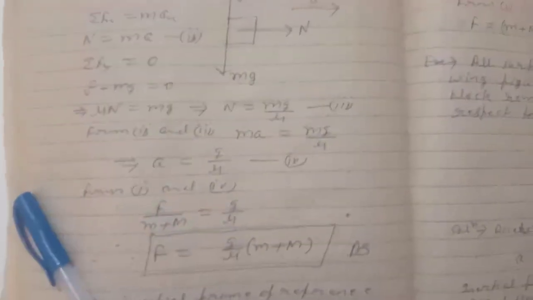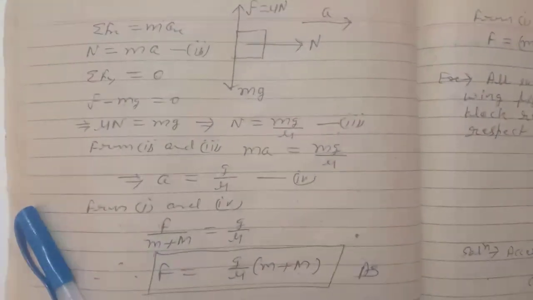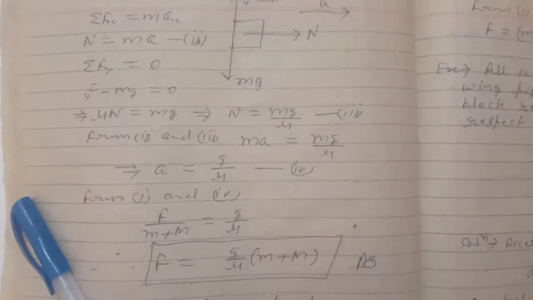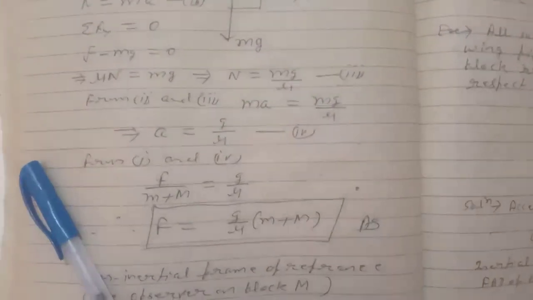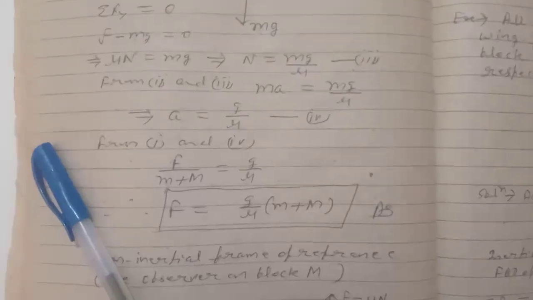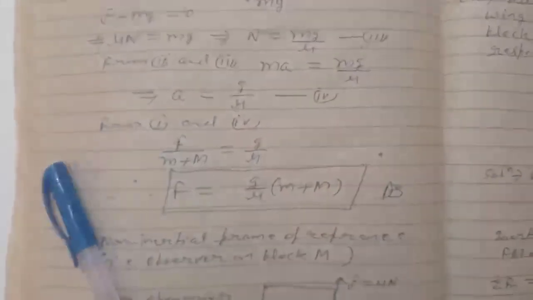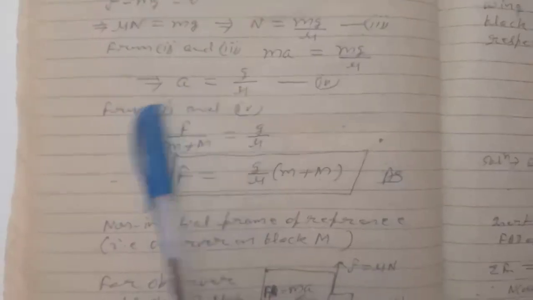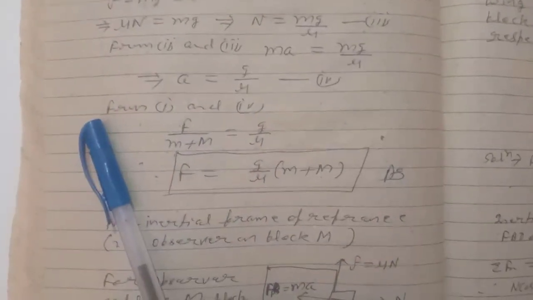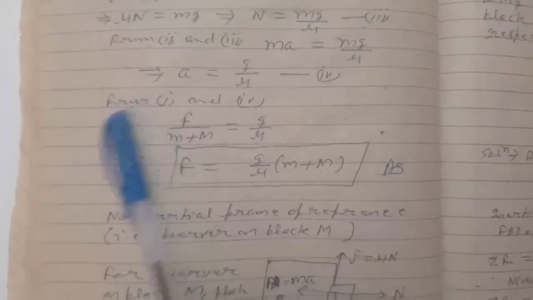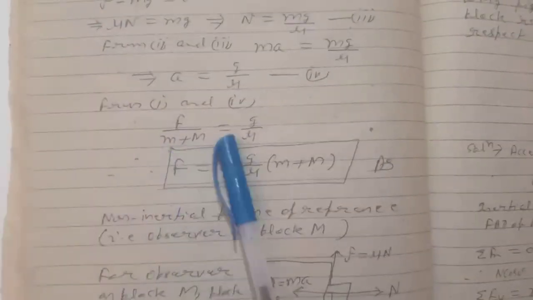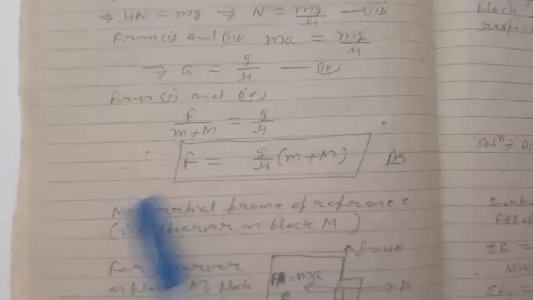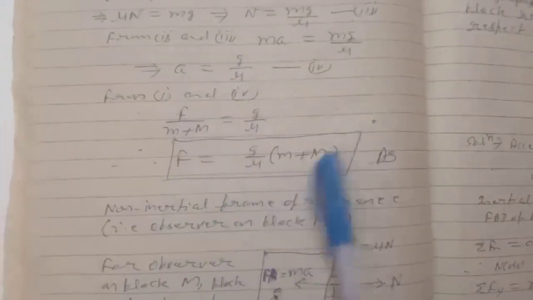Now from 2 and 3, ma equals mg by mu. This implies a equals g by mu, equation 4. And from 1 and 4, because we have got a equal to g by mu, and from 1 we have calculated acceleration, F by (M plus m) equals g by mu. Hence F will be g by mu times (M plus m). Answer.